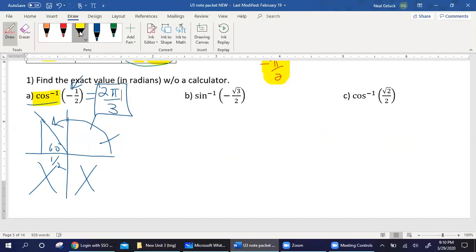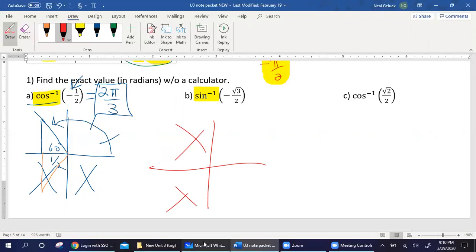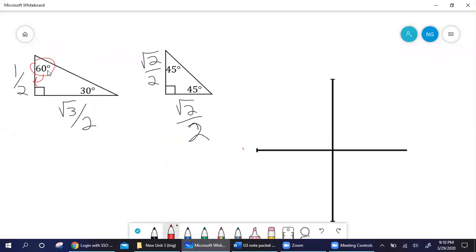Again, it is true that cosine is also negative down here in the third quadrant, but that would give me more than one output for this function, and I don't want that. For letter B, this one wants inverse sine. So before I even look at the number, I cross out the left side. Now I ask myself, what angle has an opposite, since I'm doing sine, of √3/2? The angle that has an opposite of √3/2 is also a 60-degree angle.